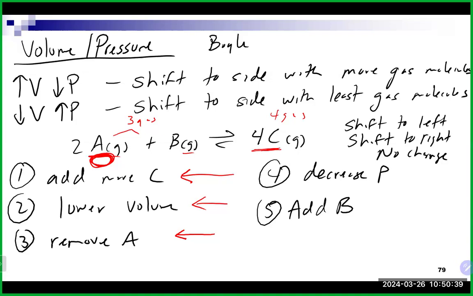If I decrease pressure, that means my volume is going to increase. So I have a larger volume, more or fewer gas molecules? More, right? We're going to go towards the side that has more to fill that volume. And lastly, if I add B, it should go which way? Should go to the right, yeah. Again, we're adding more reactants, which means we have more reactants than products, which should cause the forward reaction to occur.